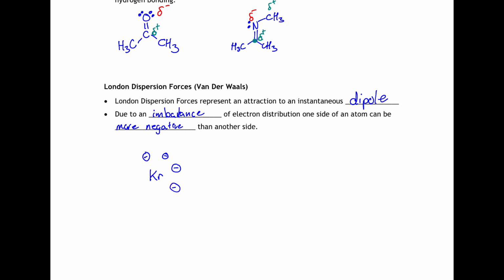I'm just going to draw a few of them. Krypton has 36 electrons. I'm not going to draw 36 electrons, I'm just going to draw like 6 around. And normally krypton is essentially balanced. It's this big noble gas, doesn't do anything. But at some point, there could be a time where the krypton has too many negatives on one side, and the other ones are more spaced out over here. So they're just too tight on one side.